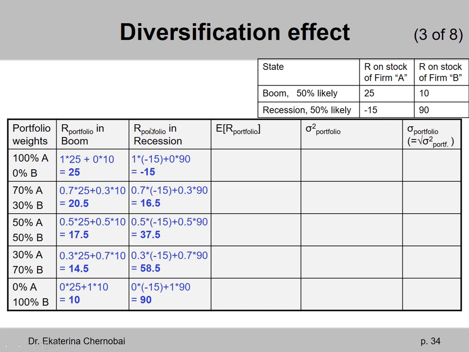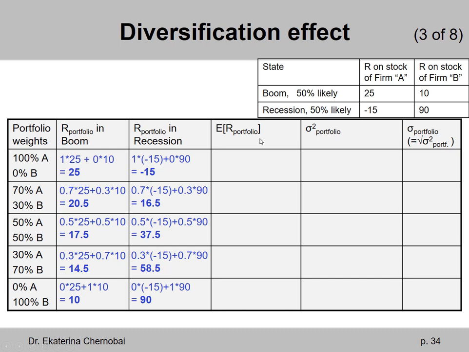Then to calculate the portfolio return in the recession, we take 30% weight of A multiplied by the return in stock A in the recession state, which is minus 15%. Then we add the weight of stock B in our portfolio, 0.7, multiplied by stock B return in the recession state, which is 90%. And this gives us 58.5%.